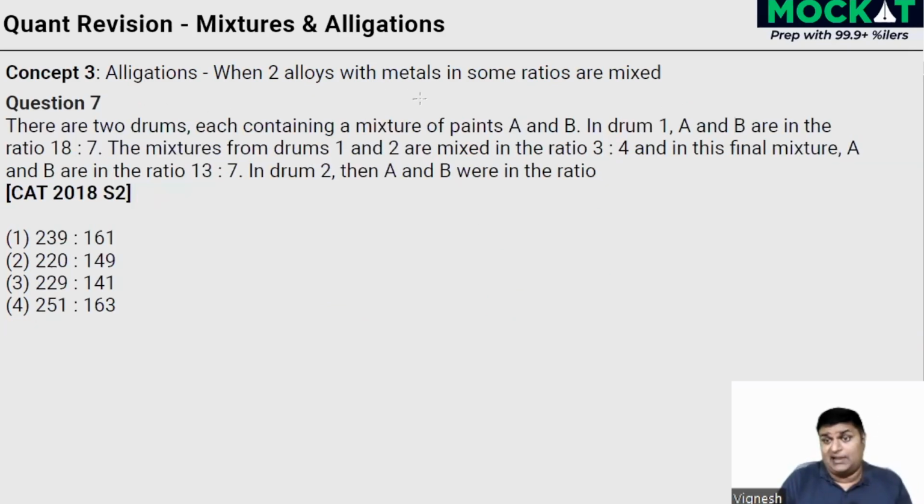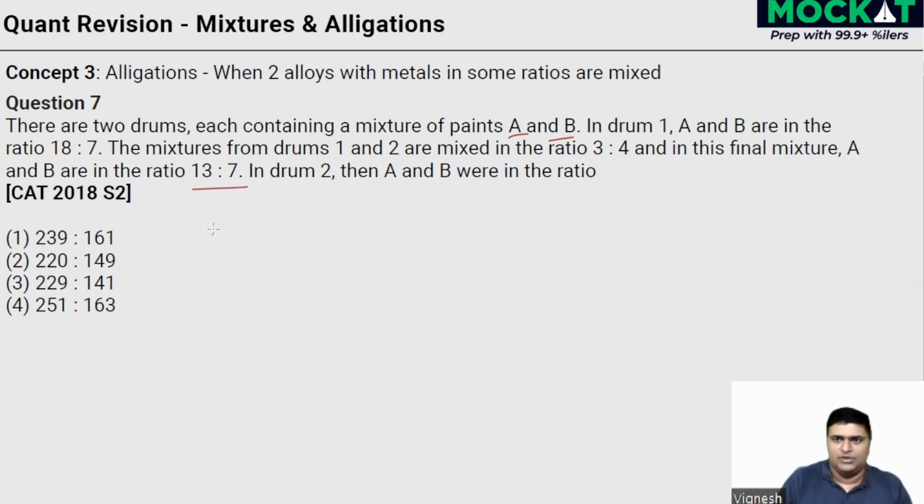So now we'll look at alligations when, again, these two alloys with metals are going to be mixed. Another such example, and here we don't have metals, but we have mixtures of paints A and B over here, right? So there are two drums, each containing a mixture of paints A and B. Drum 1, A and B are in the ratio 18:7. The mixtures from drum 1 and drum 2 are mixed in the ratio 3:4. And in the final mixture, A and B are in the ratio 13:7.